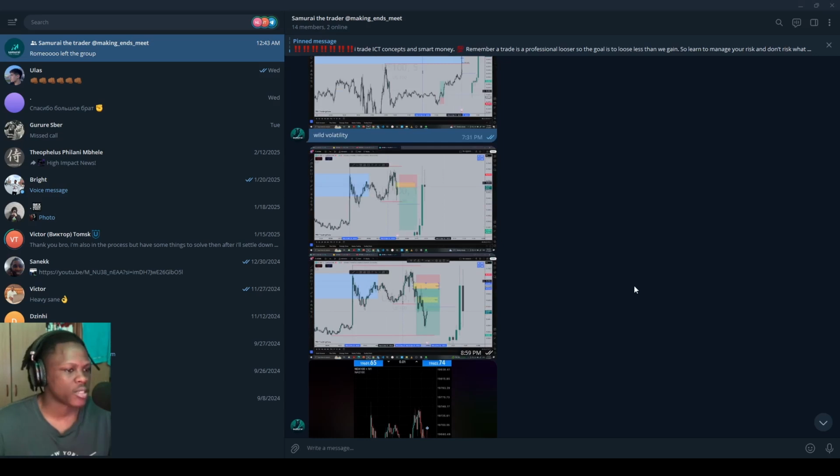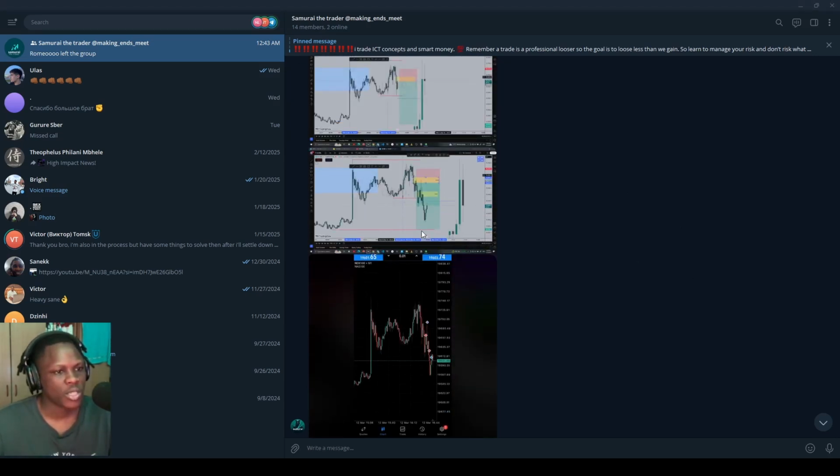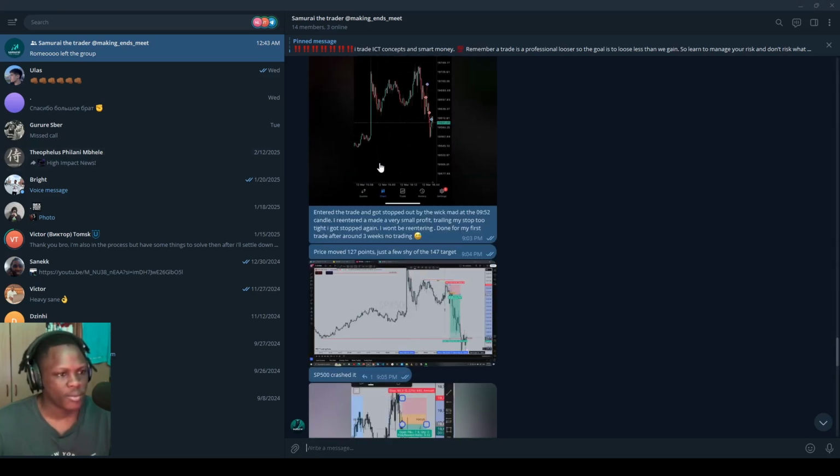So I was managing the trade. At first it was fast, like it wanted to reach the target. As you can see, this is where I entered my first entry. Then I got stopped out when I was trailing the stops. I made another entry. It failed to take these lows. I was again stopped out after trailing some stops, and I made a dollar. Funny. But price moved 127 points just for now. I just fell shy of the 147 as the target.